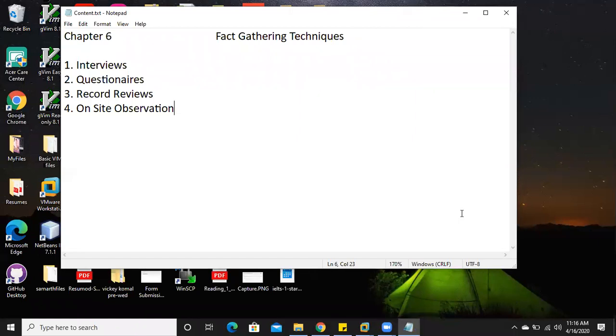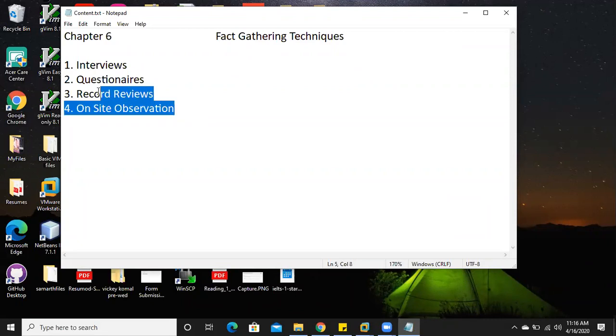In this series we are covering our syllabus of system designing concepts of B.C.A. third year mainly. In the last class we covered some chapters of Unit 1, and while teaching those chapters I already mentioned some important topics that you have to cover for sure. Today we will start chapter number 6, which is fact gathering techniques.